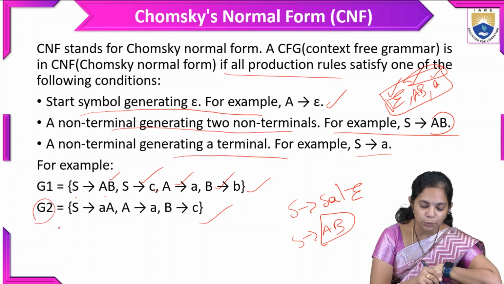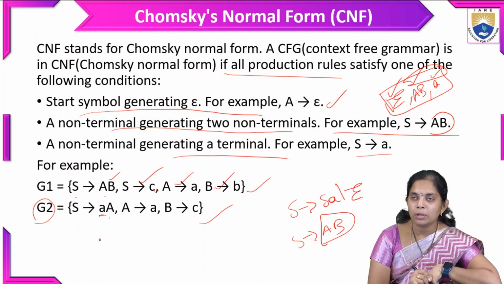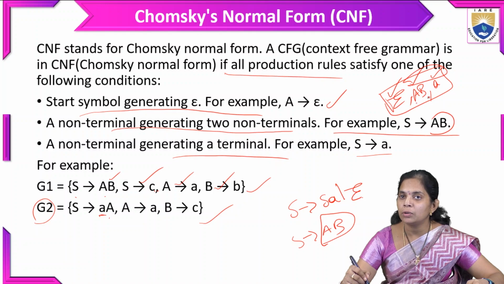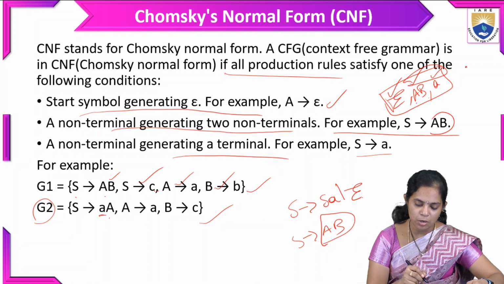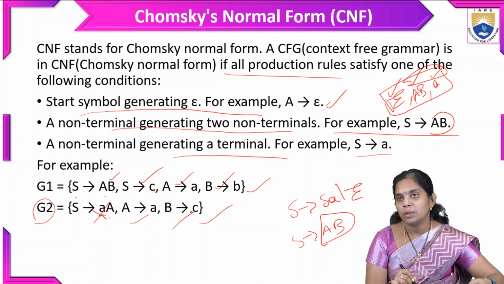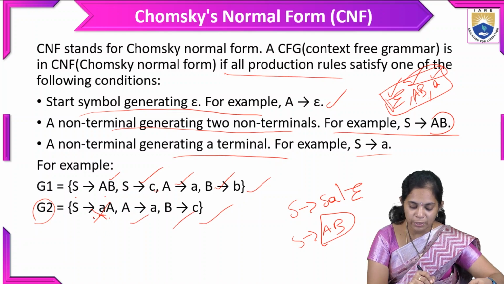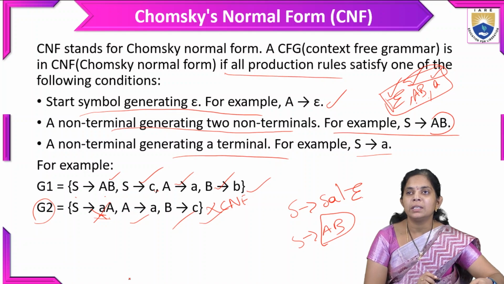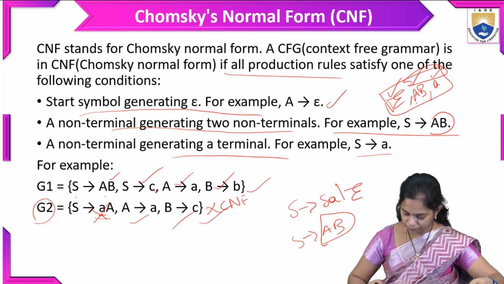Coming to grammar 2, here we have a terminal followed by a non-terminal. This is not our condition, since only two non-terminals are accepted here. So this production rule does not belong to the CNF, and the other two belong to the CNF. If the grammar does not satisfy the three conditions, we can say that it is not in CNF.